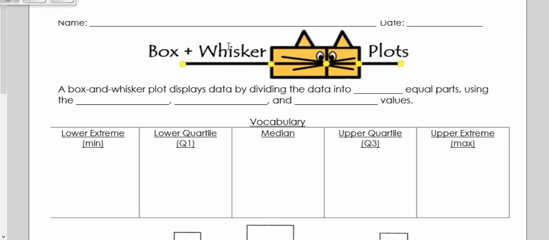First off, it splits the data into 4 equal parts by using the extreme values, which are the smallest and the biggest, the quartile values, which, it's in the name, you can see the word quarter in there. It's splitting it into fourths. And then the median value, which is right in the middle. We have some mathy ways of describing this, but it's really simple ideas. It's just the biggest, the smallest, the middle number, and then the quartiles are the middle of the bottom half and the middle of the top half.